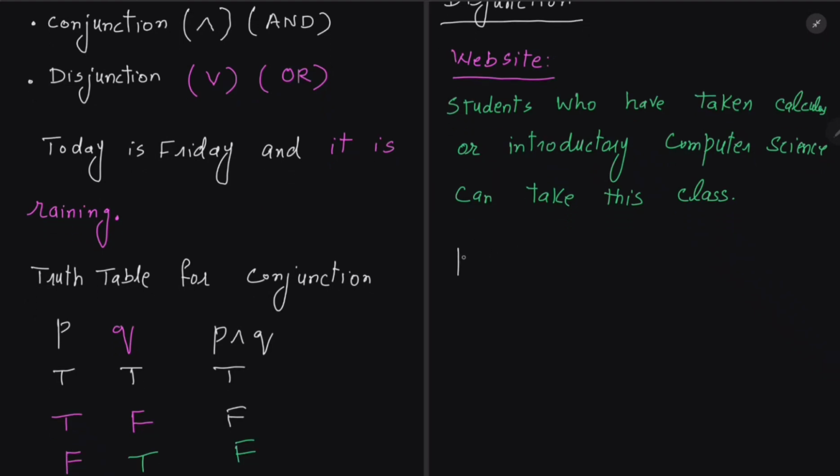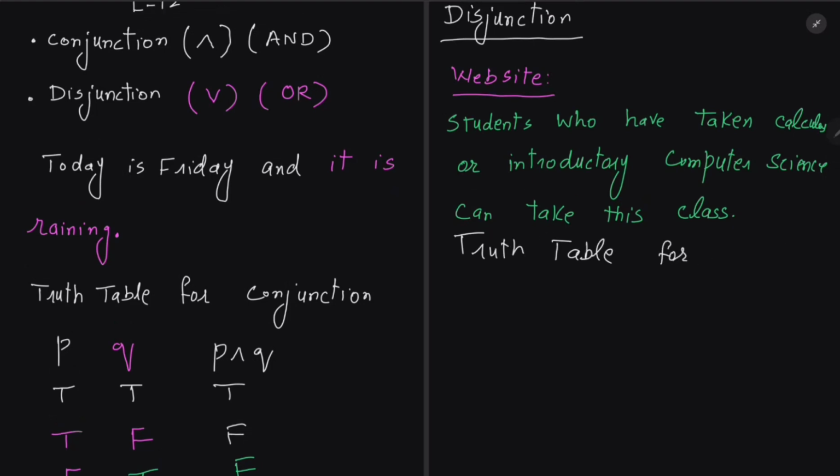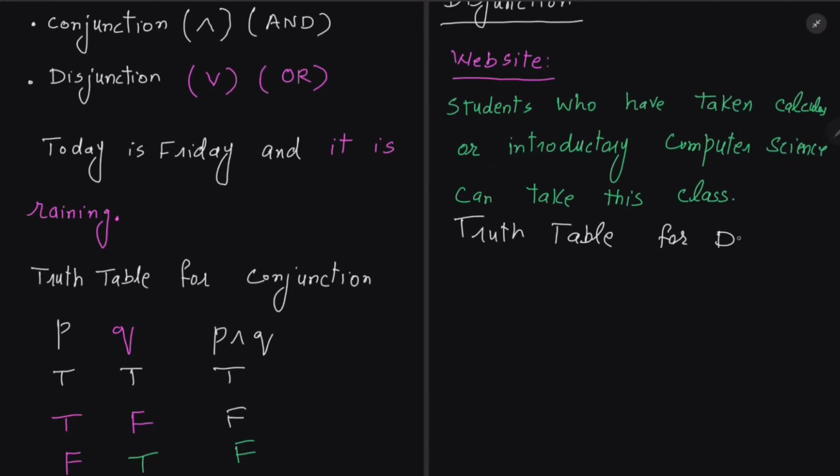Let me just write the truth table for disjunction. Since there are two statements, there should be 4 rows. So we have P, then we have Q, and then we have P or Q.